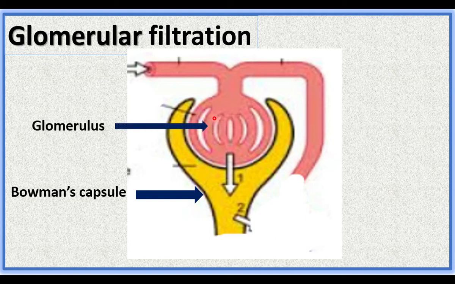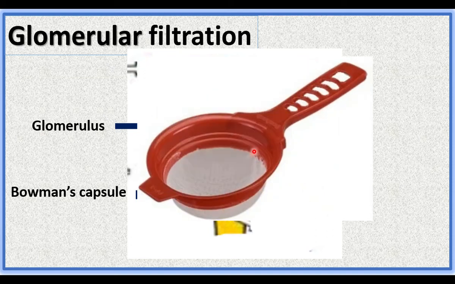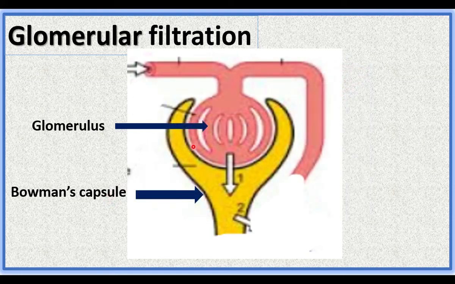The glomerular capillaries are covered by epithelial cells. The epithelial wall of glomerulus also has holes. Through the holes, wastes are filtered. So Bowman's capsule acts as a biological filter. Through the inner wall of the Bowman's capsule, filtration takes place.